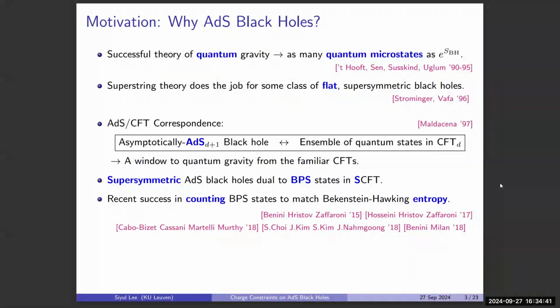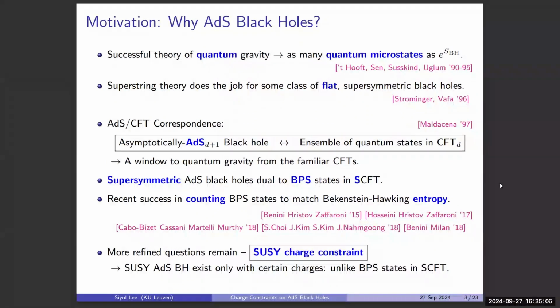And now for better control, I will limit to supersymmetric AdS black holes, dual to BPS supersymmetric states in a superconformal field theory. There has been big progress in this direction recently in counting this number of BPS states on the field theory side to match the Bekenstein-Hawking entropy of the AdS black holes.